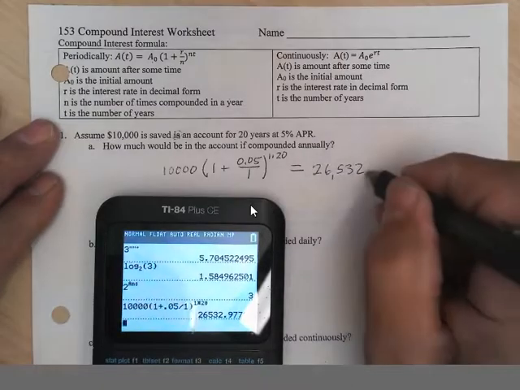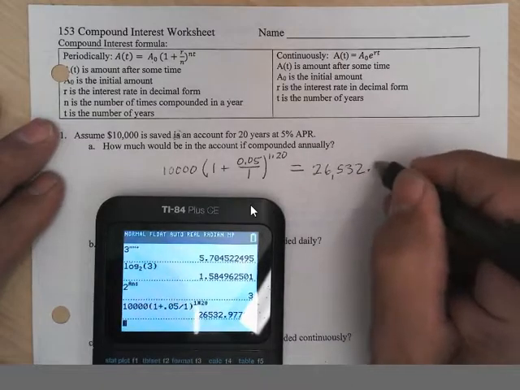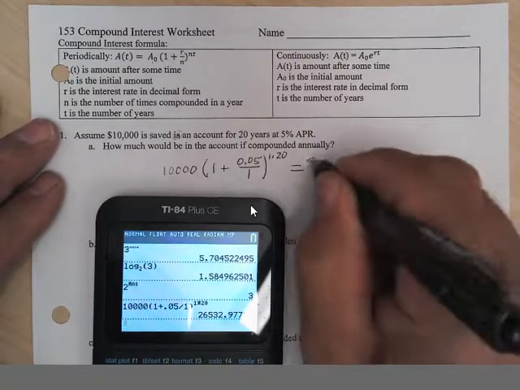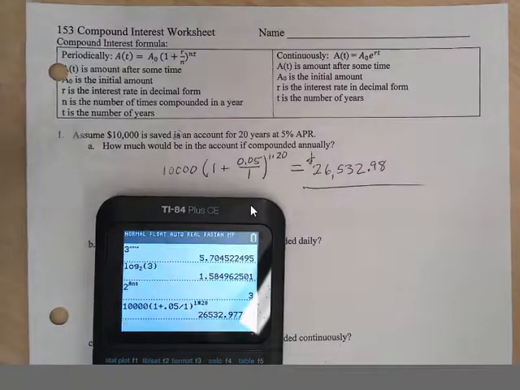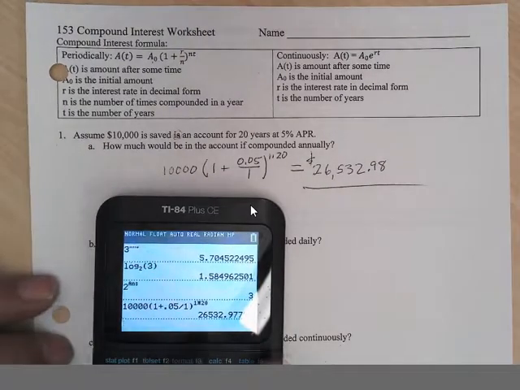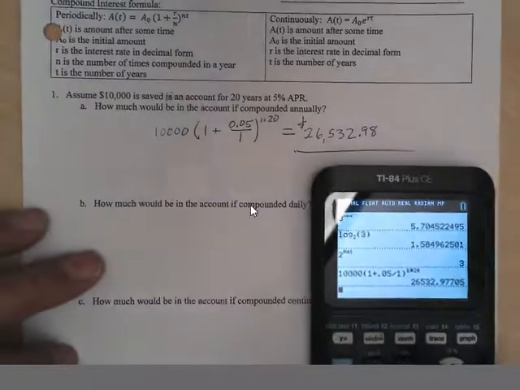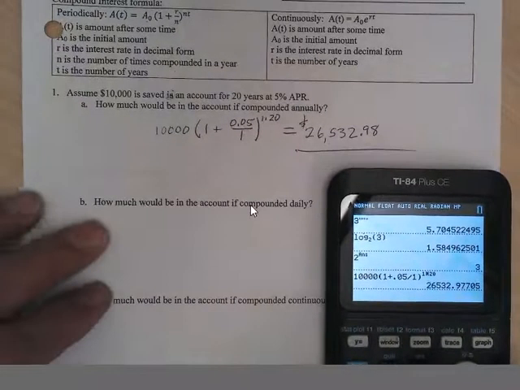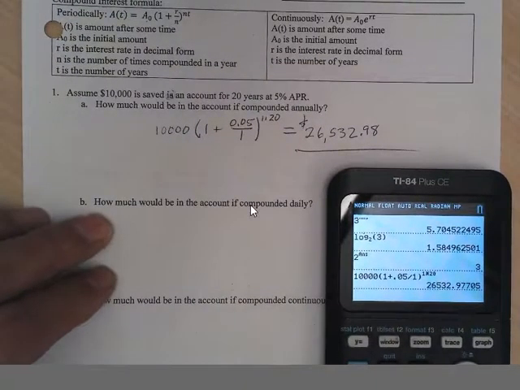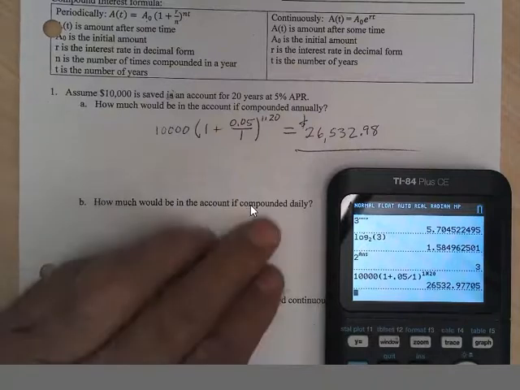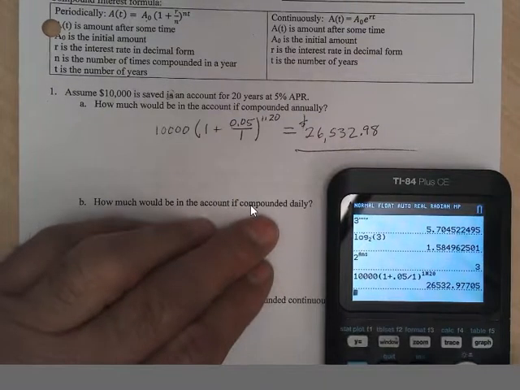26,532, and if this is an account, they would do it to the nearest cents, which would be 98 cents. More than doubled in 20 years, just for leaving it there and letting the bank use it to make money or whatever investment. How much would it be if it was compounded daily?